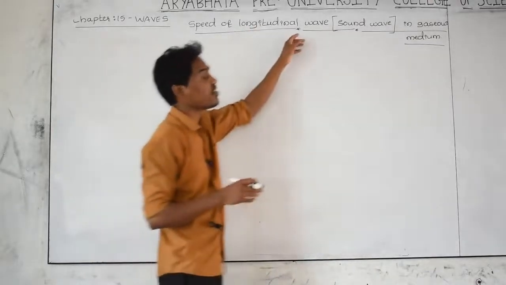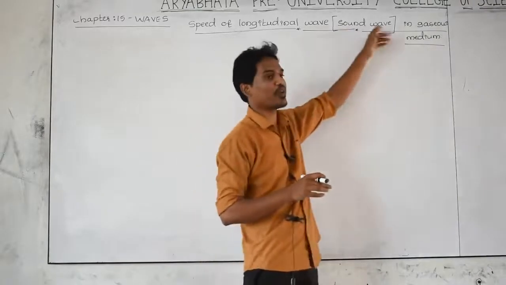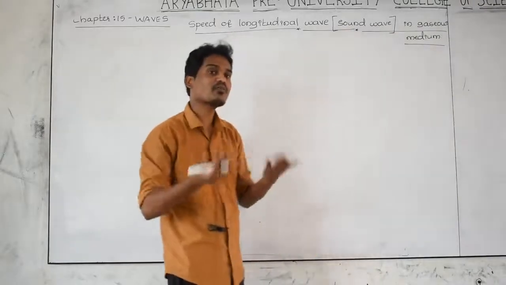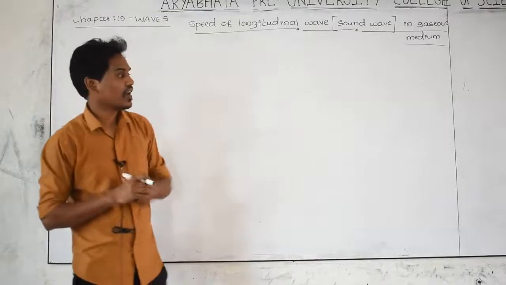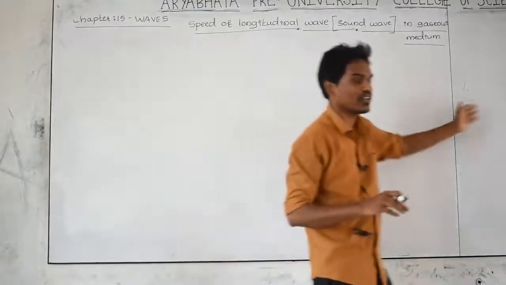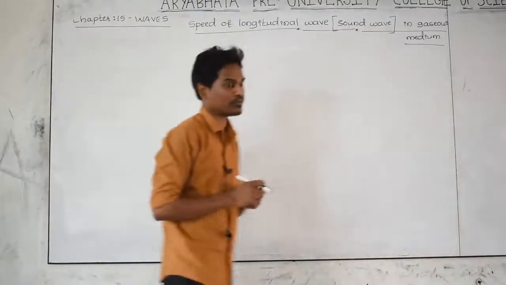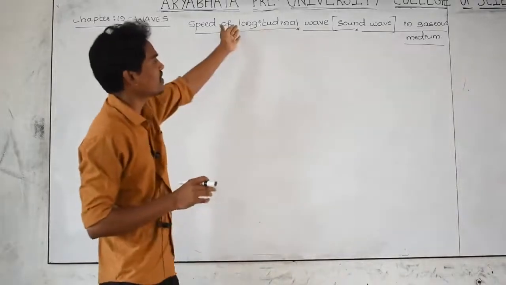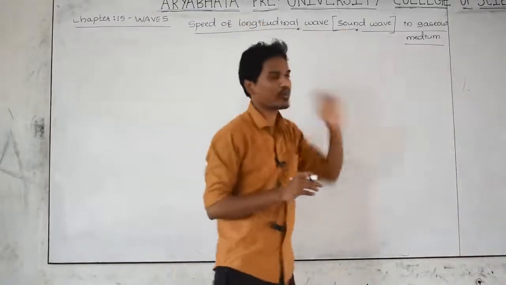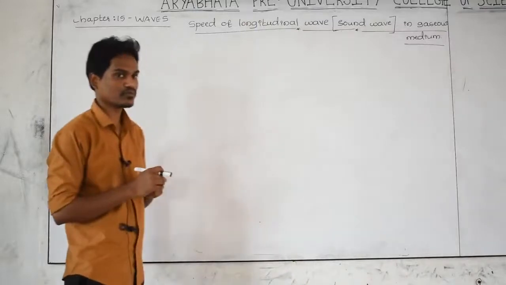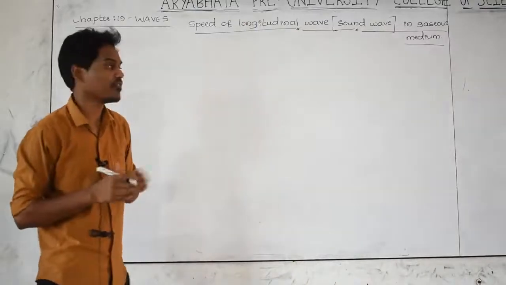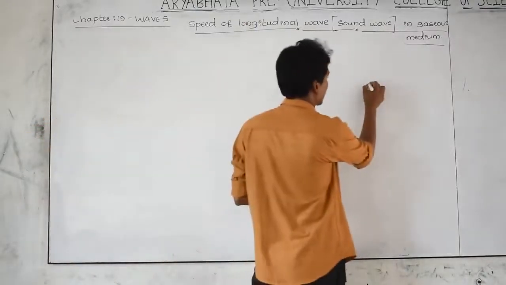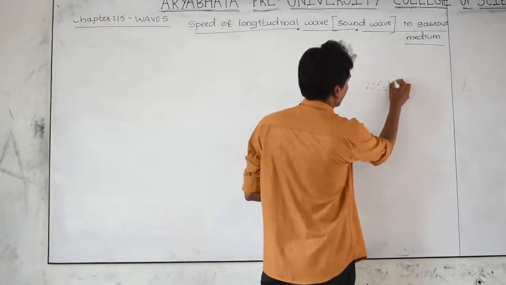For this derivation I have taken sound wave as an example. Sound wave is an example of longitudinal wave, and the wave set up in the rope is an example of transverse wave. I have taken sound wave in a gas medium for the derivation. Sound wave is a longitudinal wave. How come that is? These are all air particles.